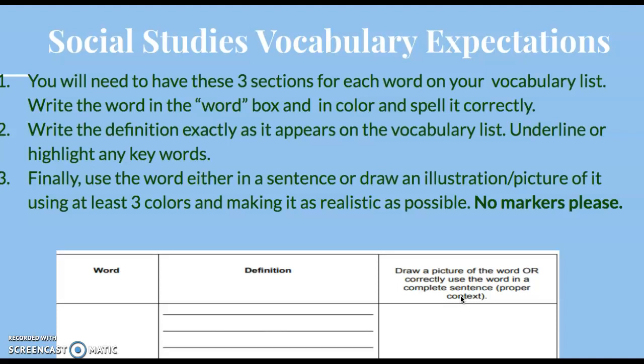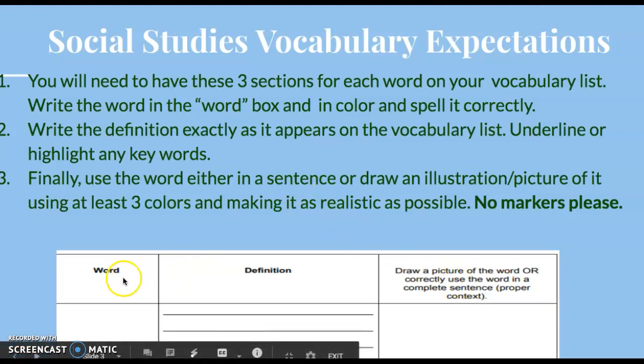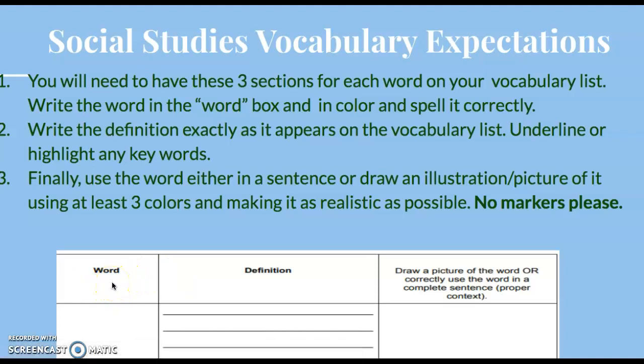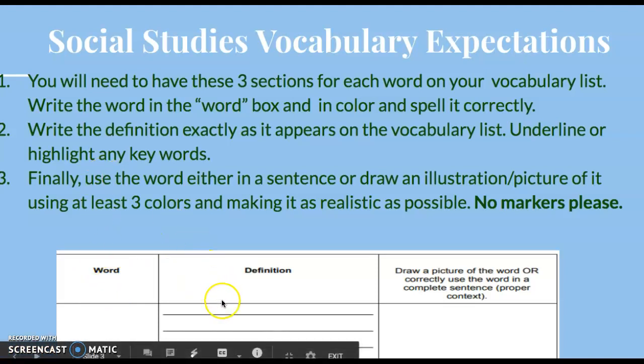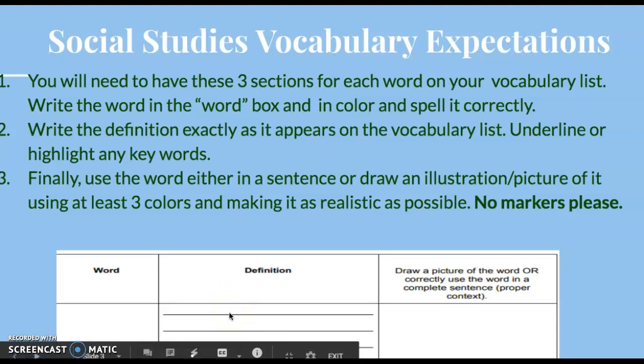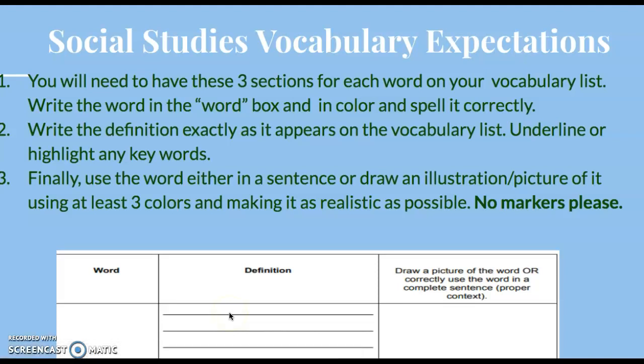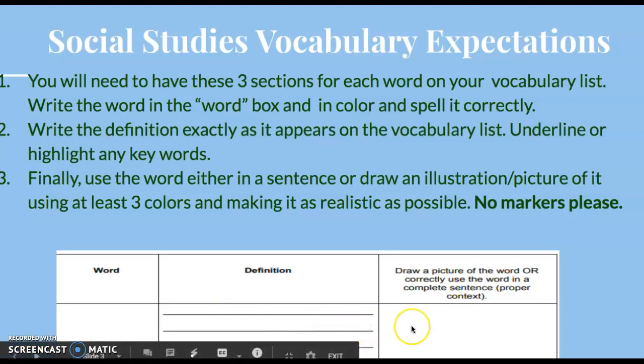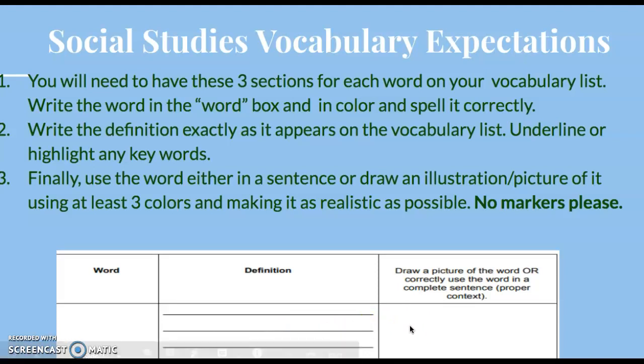In the first column, you write the vocabulary word in the word box, in color and spelled correctly. In the second box, you write its definition exactly as it appears on the vocabulary list that I will give you. If there are any words you want to underline or highlight that stand out to you, by all means do so. And then in the final box, draw a picture of the word or correctly use the word in a complete sentence.